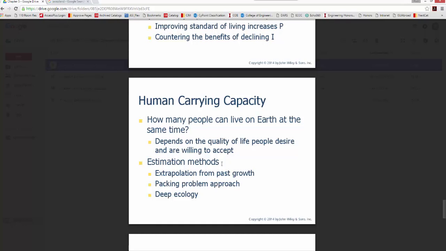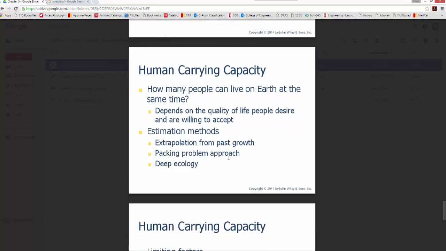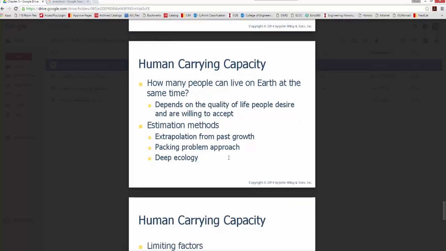Our children, more specifically our grandchildren, will probably live in an environment where there will be challenges, such as water availability, fuel availability, those types of things. Increased population will lead to more infectious diseases. So those types of things we have to look at. So basically we're talking about the quality of life. There are 3 types of ways that we can estimate the human carrying capacity.